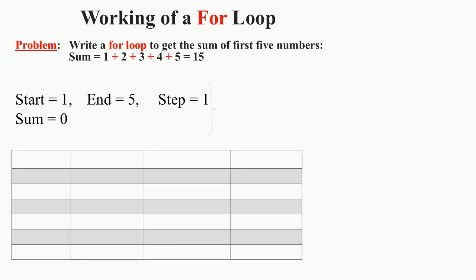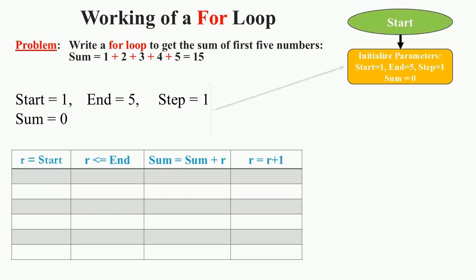Let's put all these steps in a tabular format, to understand the for loop properly. First, the initial condition, that is, r equal to start, that means 1. Then, end condition checking for true or false, followed by the statements to be executed repeatedly. And finally, the increment step here. At the same time, a flowchart is also used here to visualize the for loop execution.